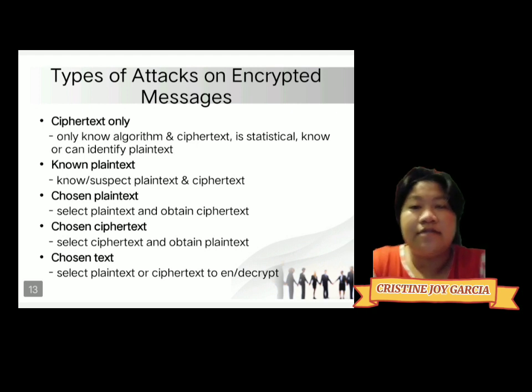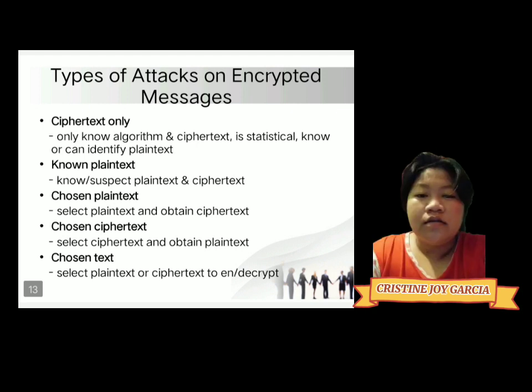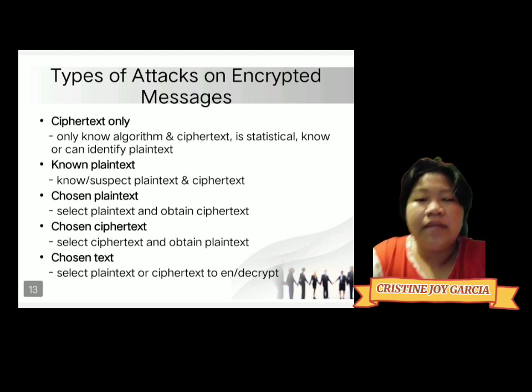Known plain text: the attacker suspects plain text and has the ciphertext. This works by having access to ciphertext and its corresponding plain text. Its goal is to guess the secret key or to develop an algorithm which allows decryption of any further messages.